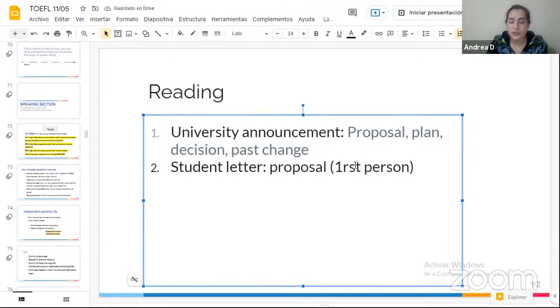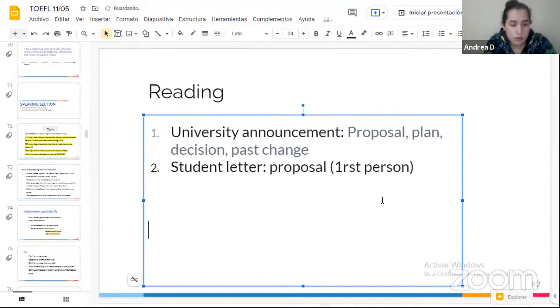Another thing that you can look at is the closing of the letter. Sometimes you will have a signature like regards or warm regards, I don't know, ex-student. So that's your way of knowing it's a letter. And there's one more option, which is also a proposal, but it's not a change and two reasons. It's a problem and two solutions.